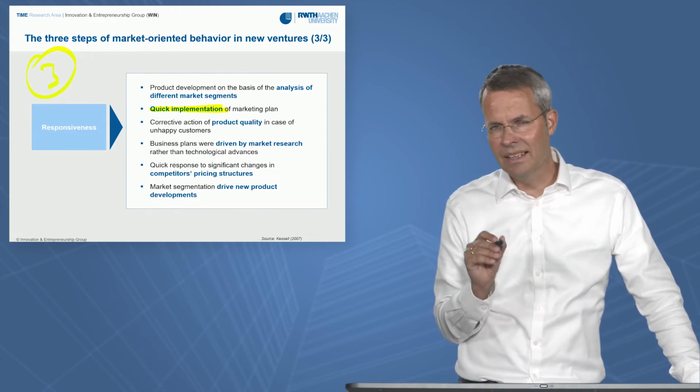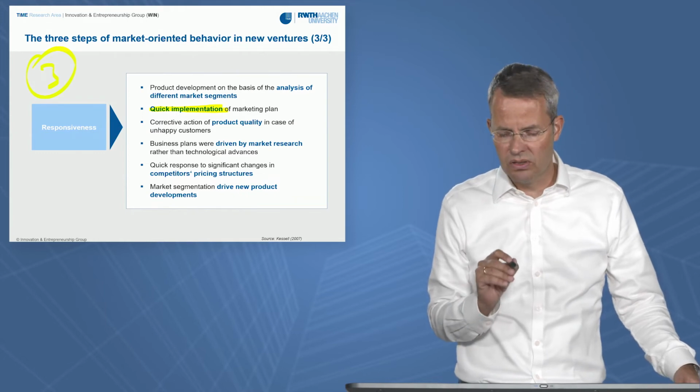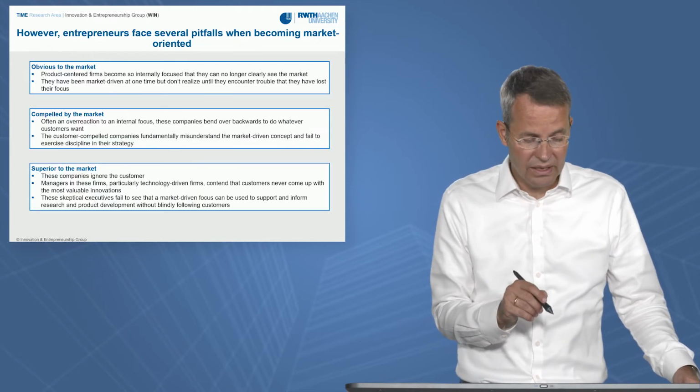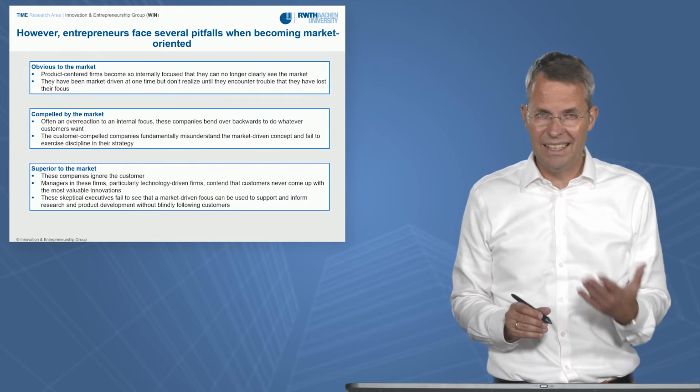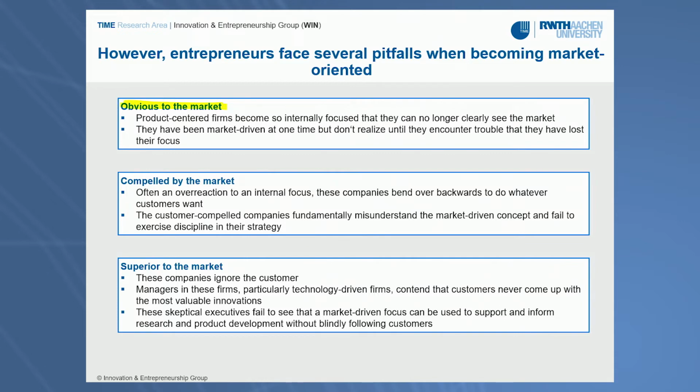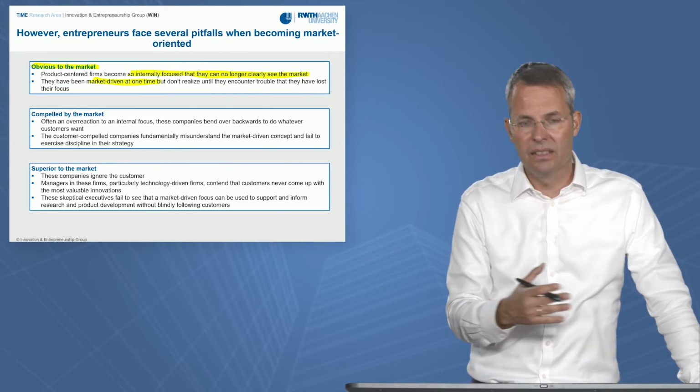However, maybe it's worth looking at three mistakes entrepreneurs could make, big pitfalls some entrepreneurs run into when they adapt it, and then it gets more complicated. The first question you might ask yourself about your own market orientation is if what you do is obvious to the market. Sometimes companies are so product-centered that they become so internally focused that they cannot see clearly what the market wants. The Apple Newton could be an example for that, because they were internally focused when they brought the second product on the market. Maybe even these companies were market-driven once when they started, but they weren't able to maintain their position. So this is the first pitfall you can run into.